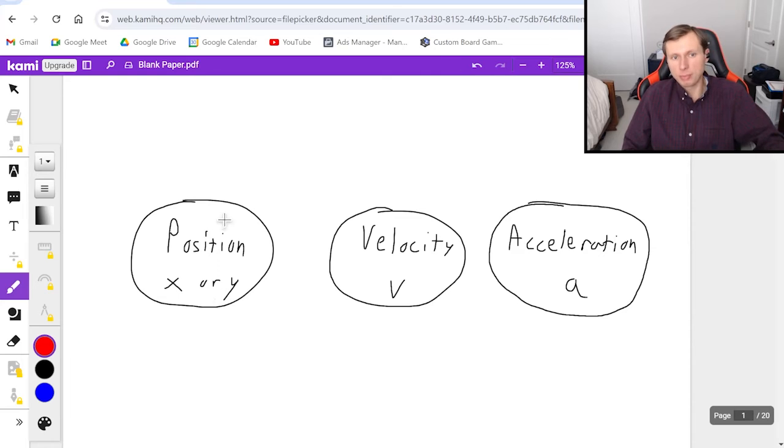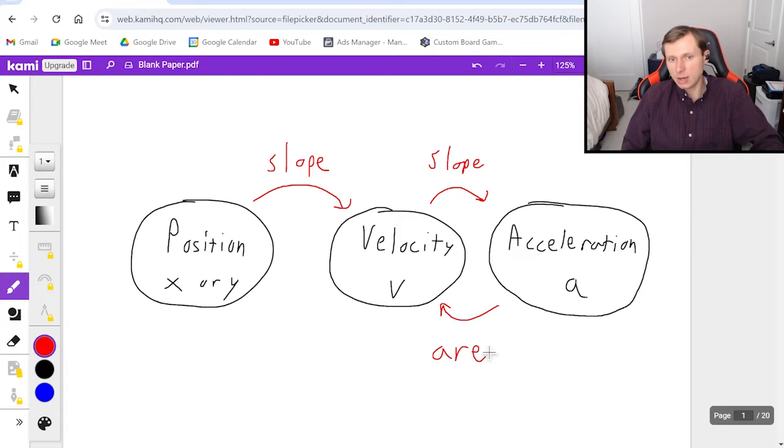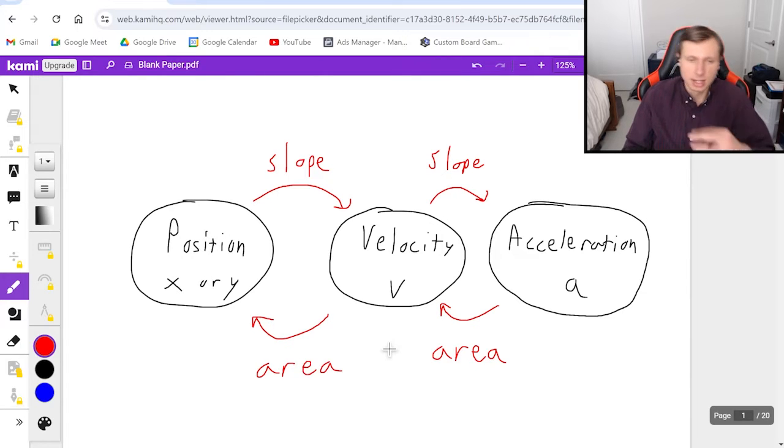If you want to go from position to velocity, then you are looking at the slope of the graph. Similarly, if you want to go from velocity to acceleration, again, it's the slope. So when you want to go forward, in other words, position to velocity or velocity to acceleration, we are looking at the slope of the graph. And if you want to go in reverse, such as acceleration to find velocity, that is where you're going to be using the area of the graph. And the same is going to be true for velocity to position. That's going to be area as well.